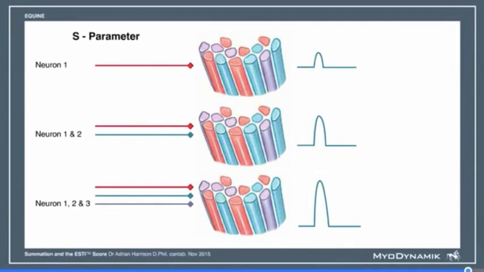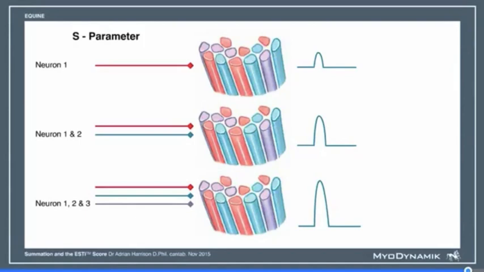So, if we look first of all at the number of active motor neurons, we're addressing the S parameter of the ESTi-score, a physiological phenomenon called spatial summation. Activation of motor neuron 1 causes the red fibers to contract and generate very little force. If the central nervous system simultaneously activates both motor neurons 1 and 2, then both the red and blue fibers contract, and they generate more force than either motor neuron 1 or 2 are capable of alone.